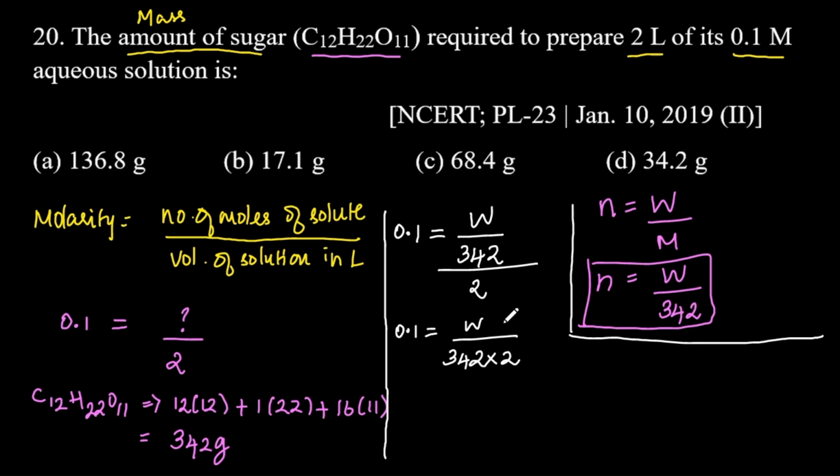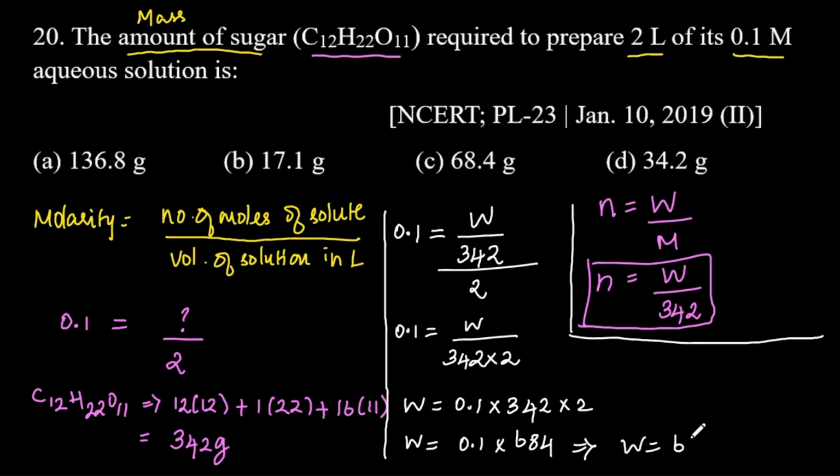So we have to find W, that is mass, the amount of sugar. So W is equal to, we will take the 342 into 2 to the left hand side. So 0.1 into 342 into 2. So the amount of sugar is, if you multiply this, 0.1 into 684. So the answer is W is equal to 68.4 gram. So the correct option is option C.